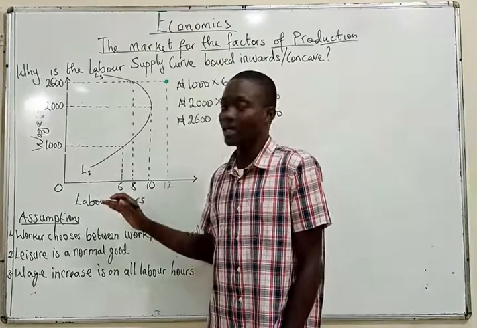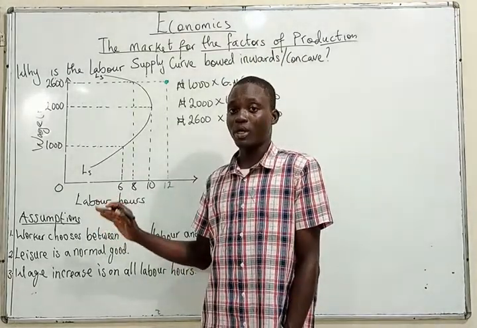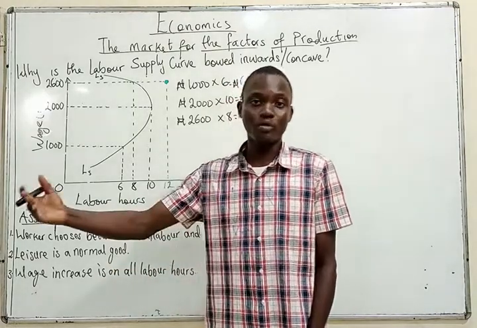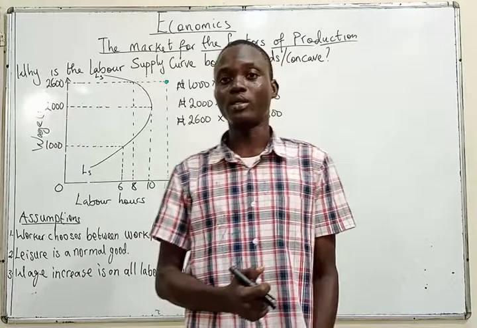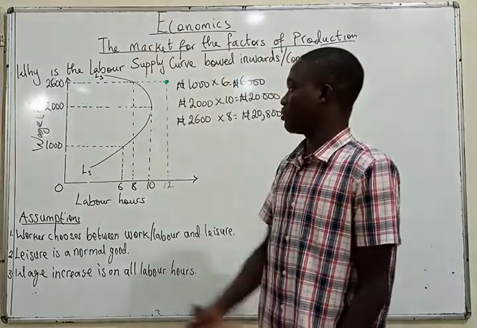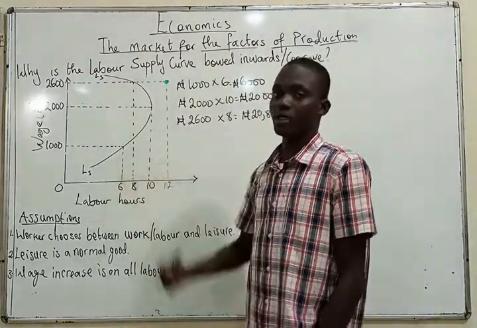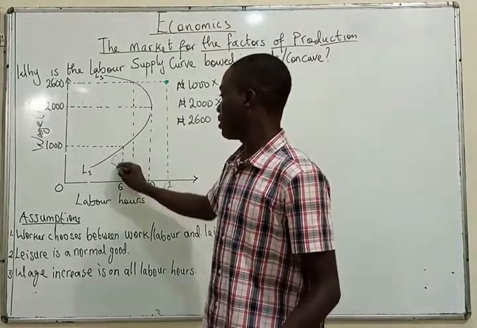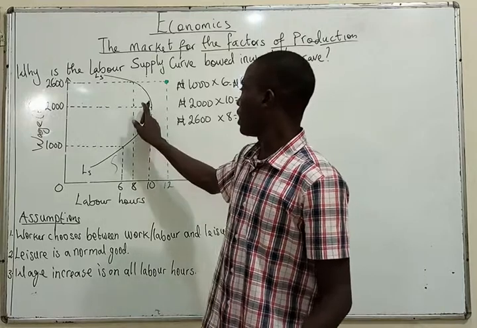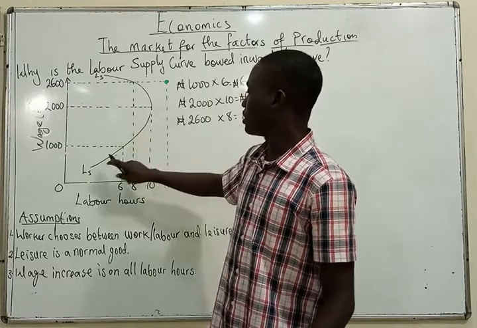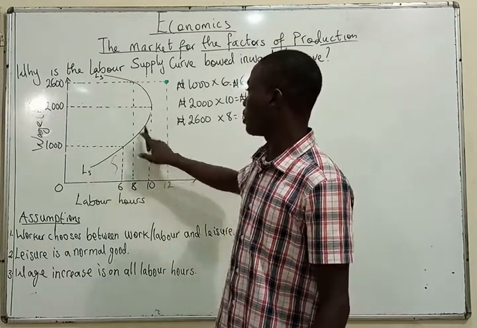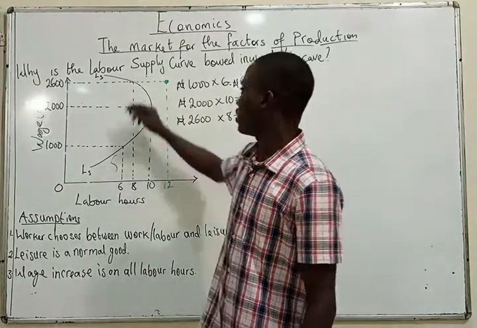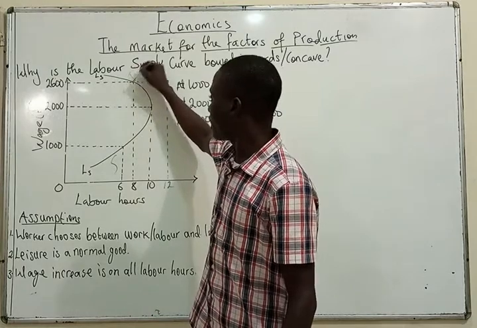Now note that I'm talking about the individual labor supply curve in this video. We are talking about Betty. We are not talking about all of the accountants in Nigeria or in a given geographical location. So at the upward sloping portion of the labor supply curve, we have the substitution effect dominating. This is the positive slope. And at the negative sloping portion of the supply curve, we have the income effect dominating.